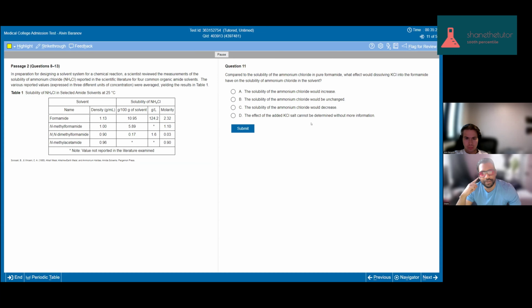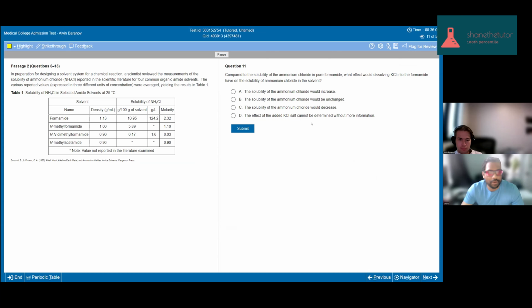Compared to the solubility of the ammonium chloride in pure formamide, what effect would dissolving KCl into the formamide have on the solubility? Well, what do you think? I would think that it would increase it.